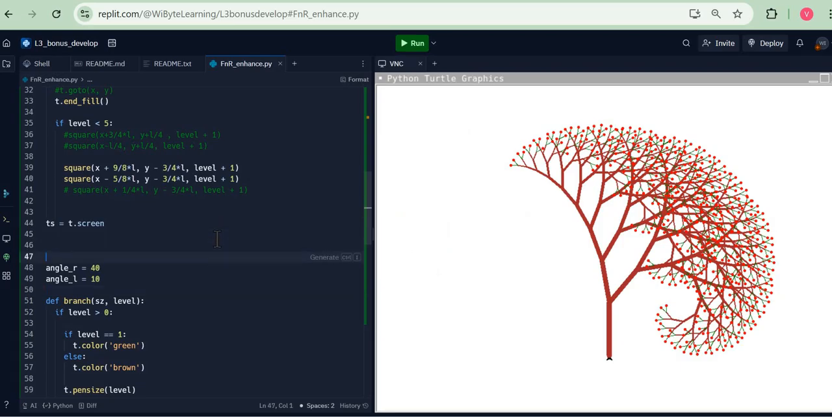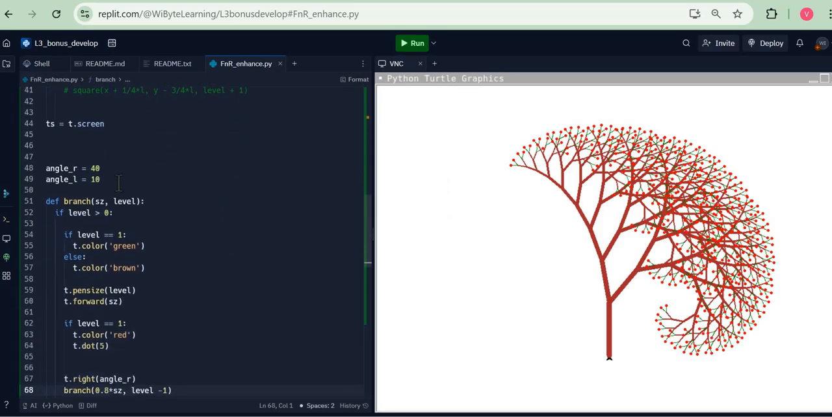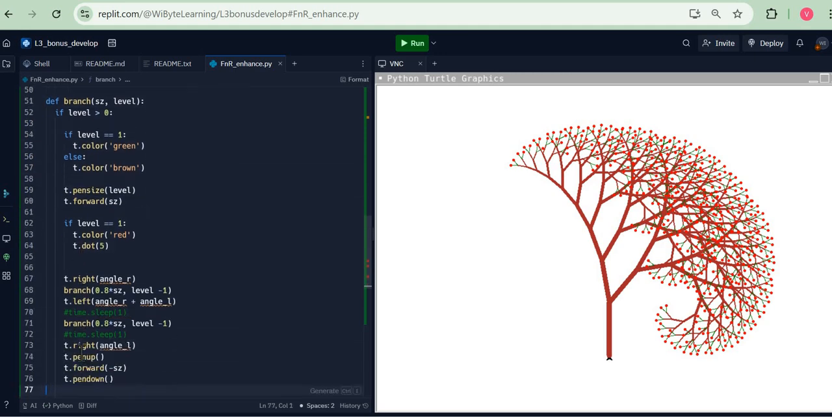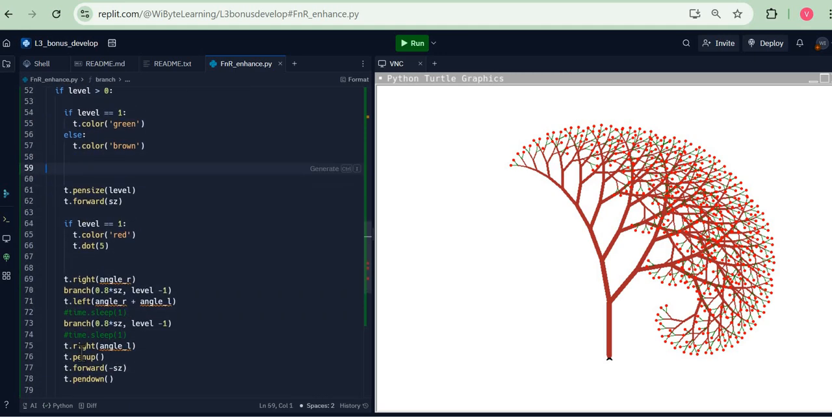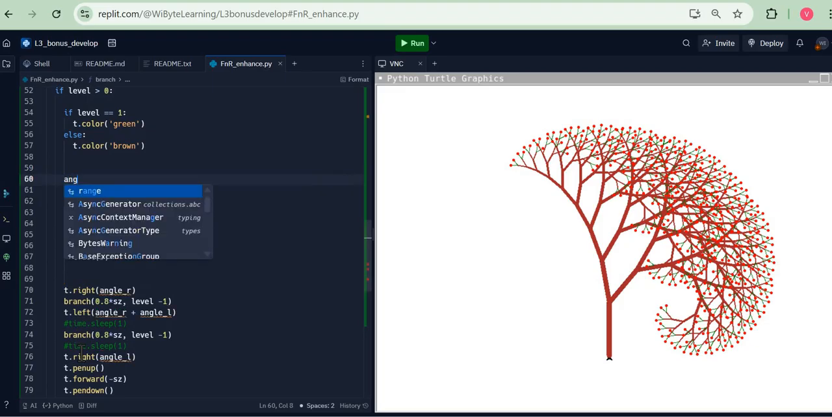Remember, previously I had this angle R and angle L. They were fixed. We created a very skewed version of a tree, very falling to the right side because angle R is 40, angle L was 10. But I am now going to say, let me not do this from outside the code. In fact, I will do this as soon as I get to the level. I will find these angles, but I will do them randomly.